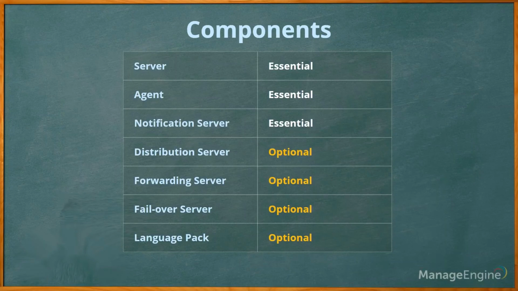Okay, so these are all the components of Desktop Central. We have already discussed the server, agent, distribution server, and forwarding server. The notification server is another important component which plays a very important role in any on-demand tasks like remote control, on-demand scans, and all that. We'll discuss that in detail later. The failover server is another optional and important component available. It brings in an additional server which will actively monitor the primary server, and it takes over when the primary server fails. This feature helps you eliminate downtime in your business.